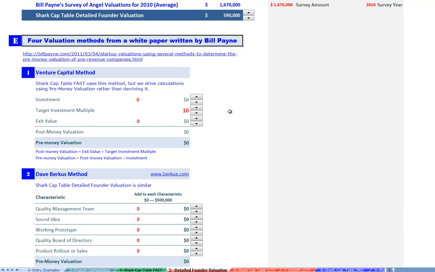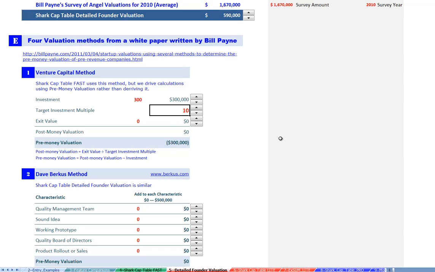So here we are, the 4 valuation methods written by Bill Payne in this paper, and you can go to this site right there and get it. So the venture capital method, let's do it. Let's say we need to raise $300,000. These guys are always wanting a 10-to-1 on their money. Let's say the exit value is going to be $4 million.